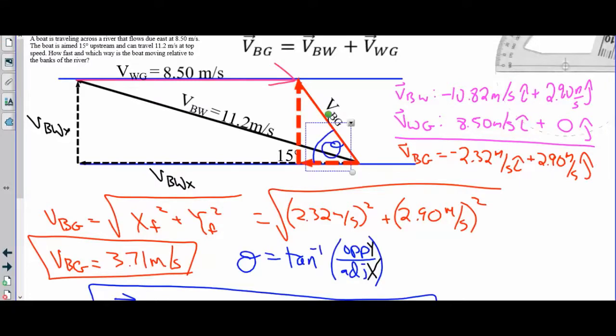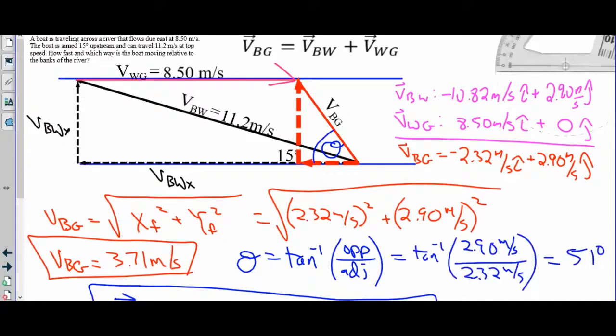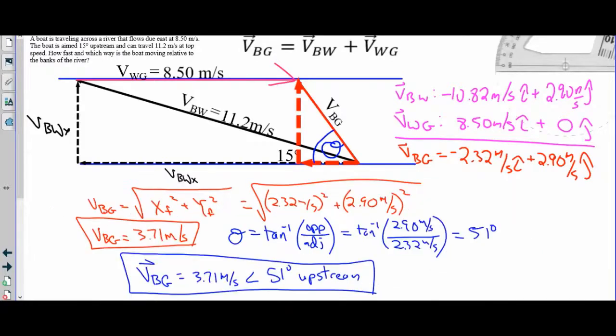We also need to find the angle. My angle theta is found by taking the inverse tan function of my opposite side, which in this case is my y, divided by the adjacent, which would be the x. So you'd have your 2.9 meters per second divided by your 2.32 meters per second, and you'll get approximately 51 degrees. Then to write it in the proper format in the end, you write it down as the hypotenuse, 3.71 meters per second, at an angle of 51 degrees upstream.